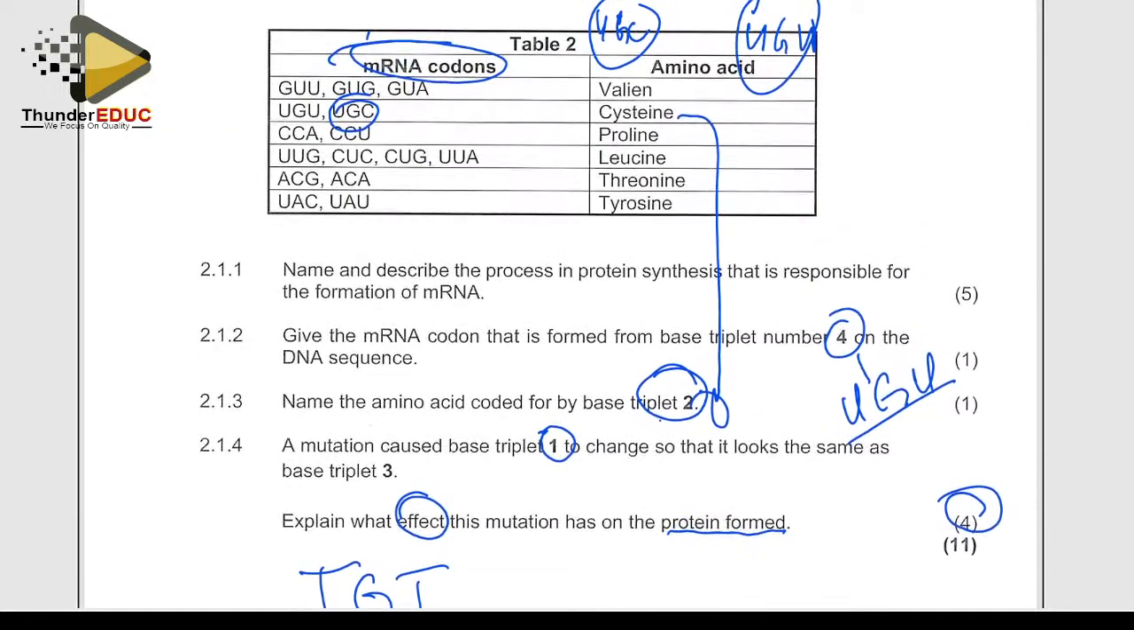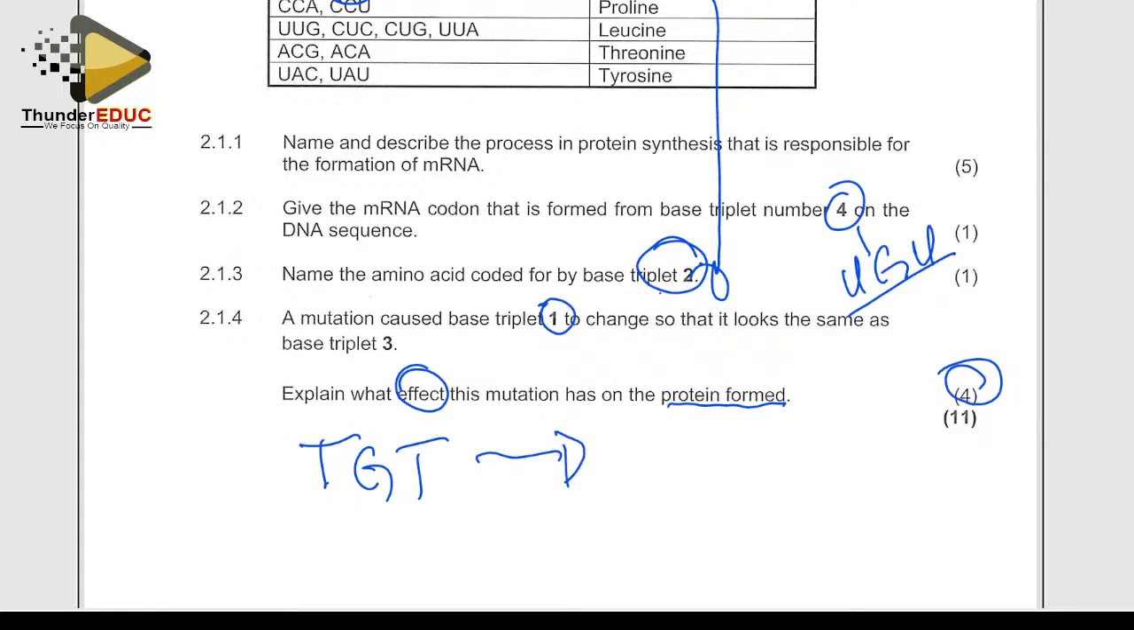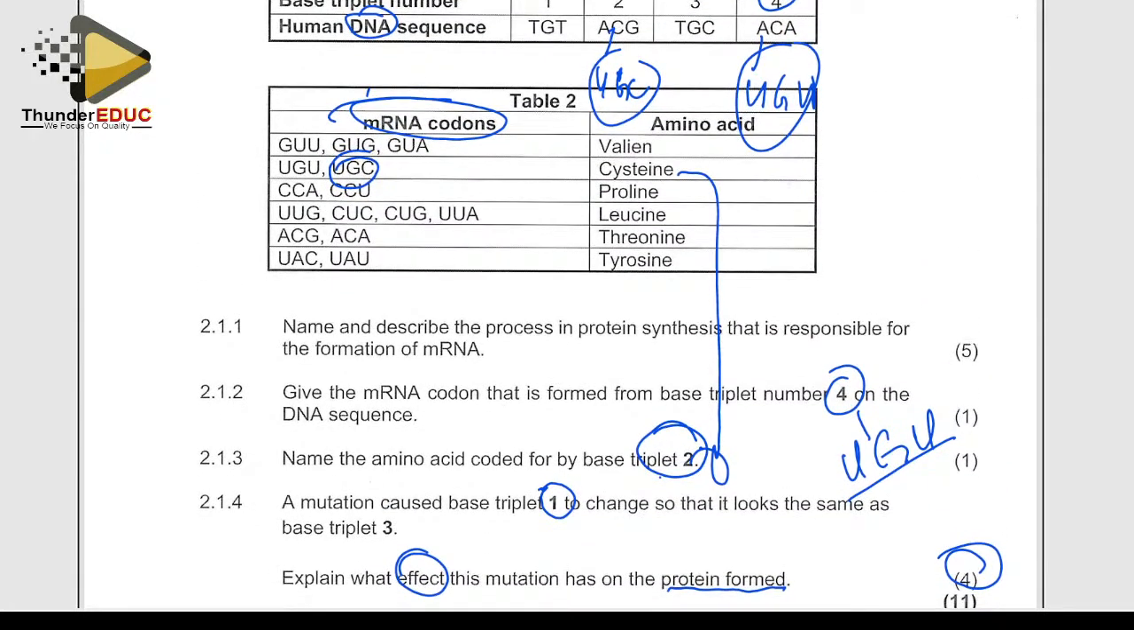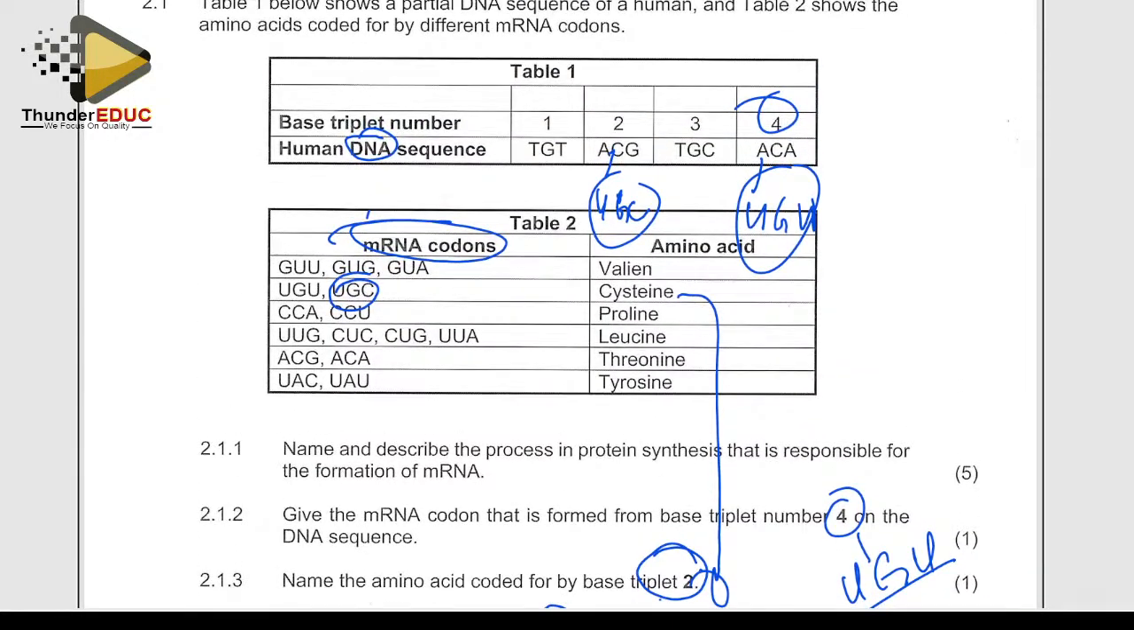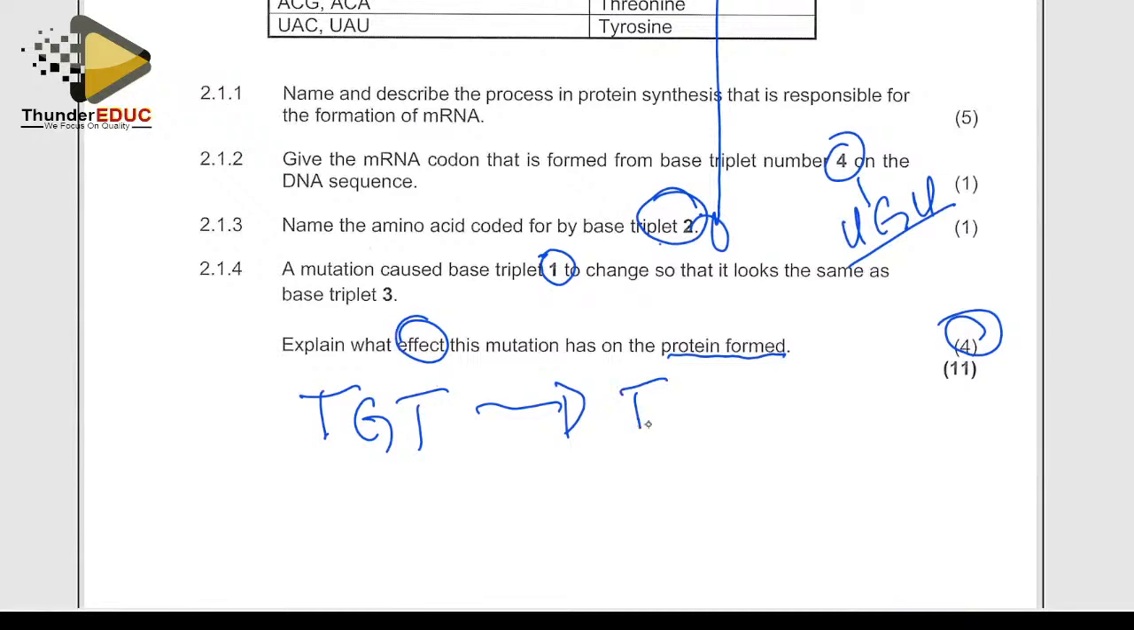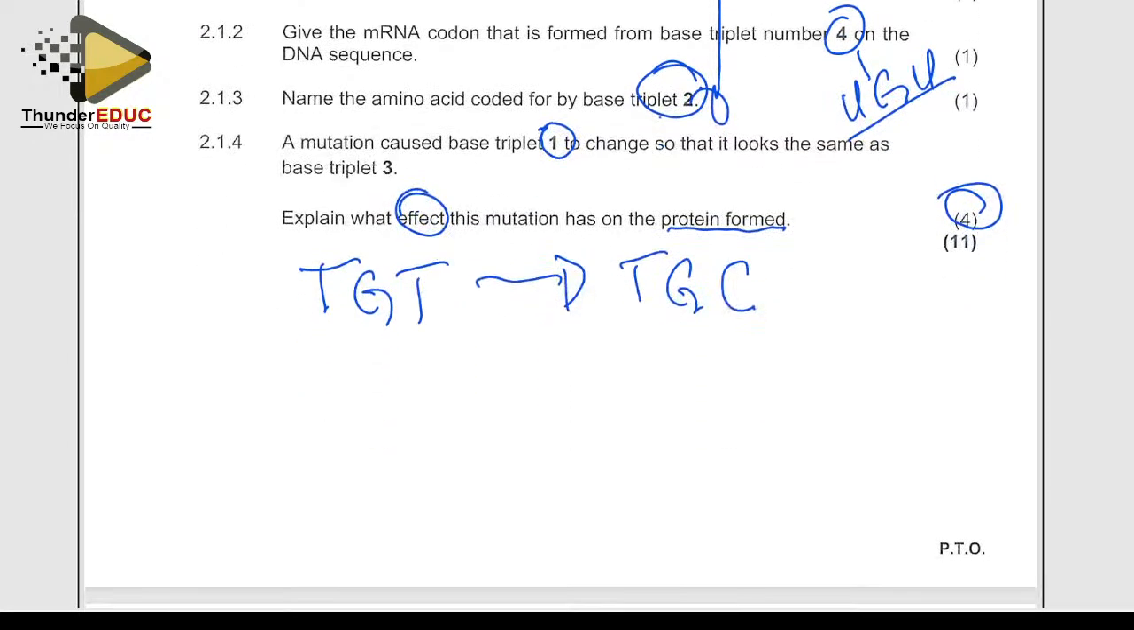Okay, TGT changed to triplet number 3, which is TGC. So now I need to know what changed. This and this, meaning that this was changed. So you write in the exam that the third base T was changed to C.